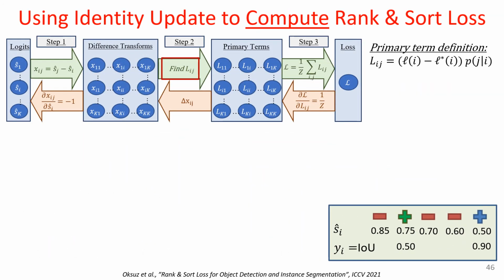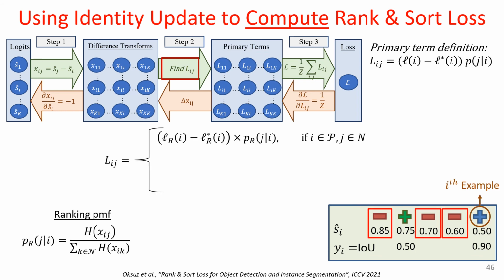As the identity update suggests, the primary terms for ranking and sorting are the products of the defined losses on a positive example and the probability mass function. The probability mass functions distribute the error uniformly over other examples, causing the error. More precisely, for positive-negative pairs, the same probability mass function for AP and average LRP losses are adopted.